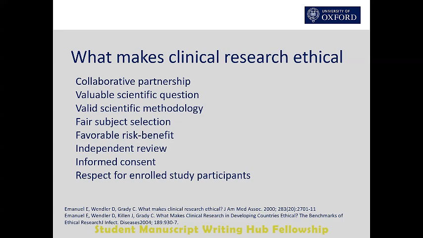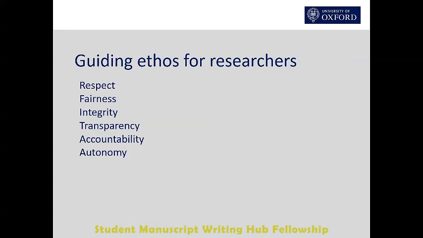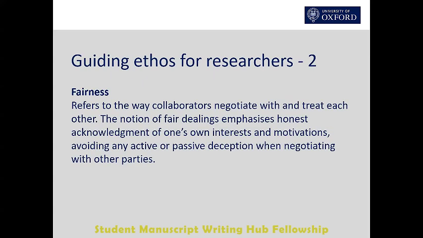There are methodologies for imputing missing variables. So if you have missing variables, use the statistical methods to address the gap. And respect every participant that is enrolled. You as a researcher must have this ethos to guide you. Respect, fairness, integrity, transparency, accountability, and autonomy. I think for the next few slides, you see what it is.